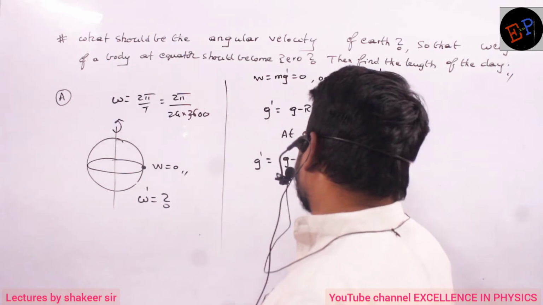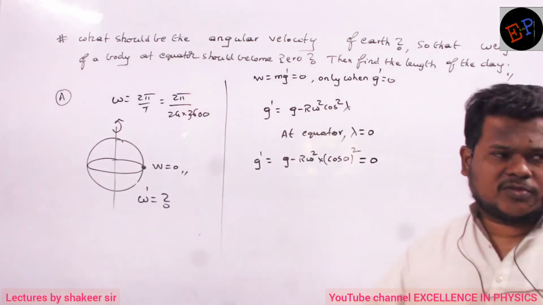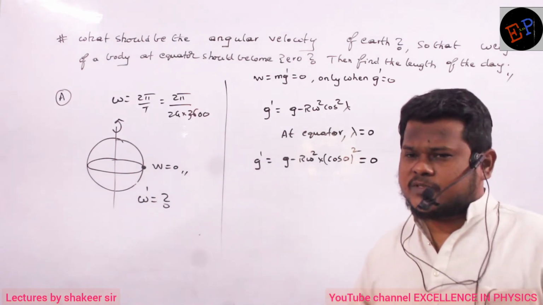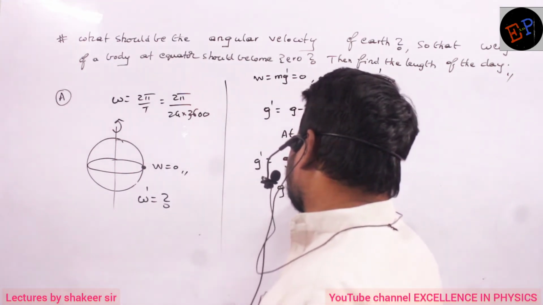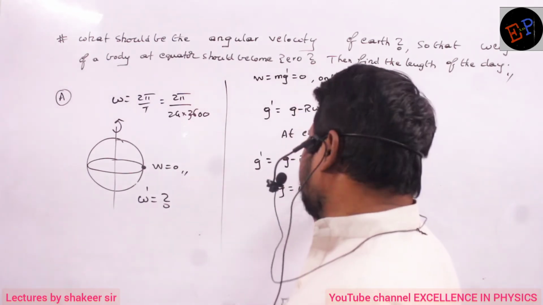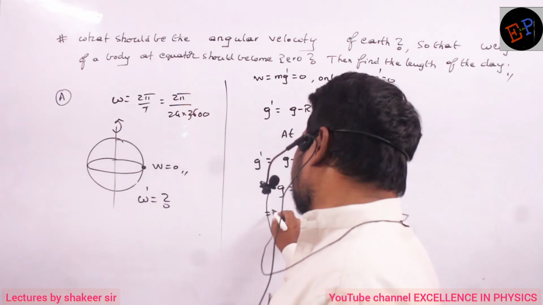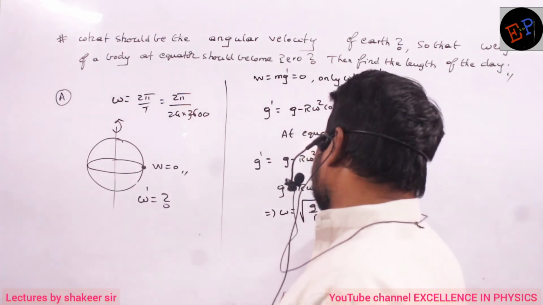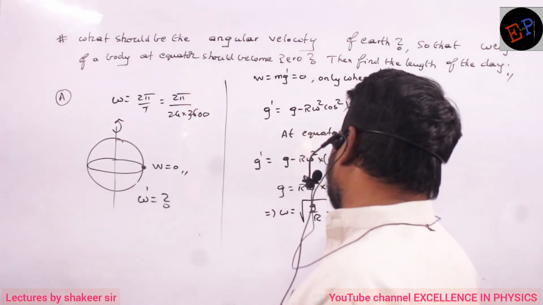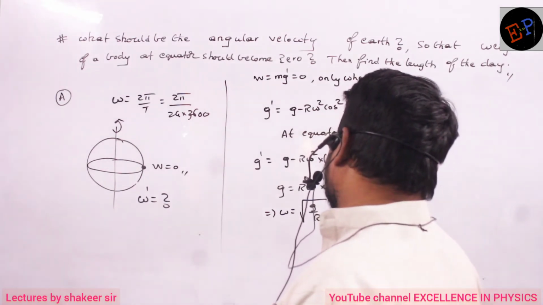And this total value should become how much? Zero, because the total g value should become zero, then only weight will become zero. Clear? So therefore g is equal to R omega square, cos zero value is 1, 1 square is again 1 only. Therefore, what is the omega value? It is square root of g divided by R. So square root of g value is 9.8 divided by R value is 6400 multiplied by 10 power 3.